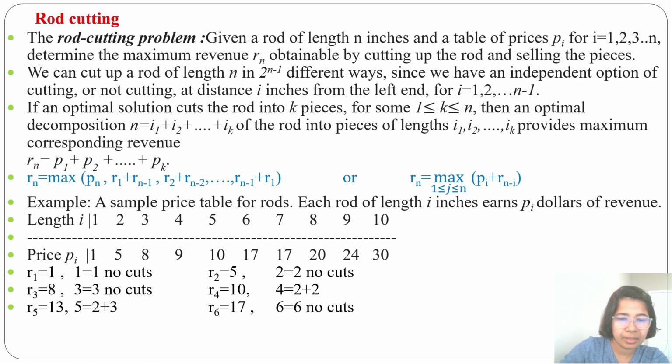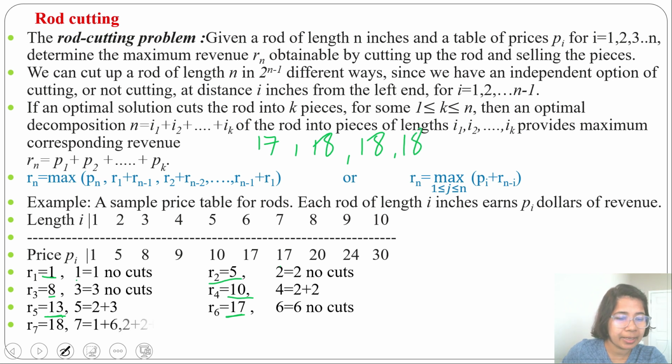Next R7. For R7 your price is 17, or you can add 6 plus 1. The price of 6 is 17 and of 1 is 1, so 17 plus 1 will be 18. Then you can add 5 plus 2. The revenue of 5 is 13 and of 2 is 5, so 13 plus 5 will be 18. Next you can add 4 plus 3. The revenue of 4 is 10 and of 3 is 8. From 17 and 18, 18 is the maximum. So R7 equals 18.